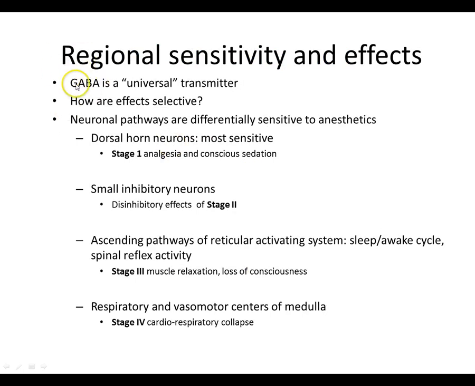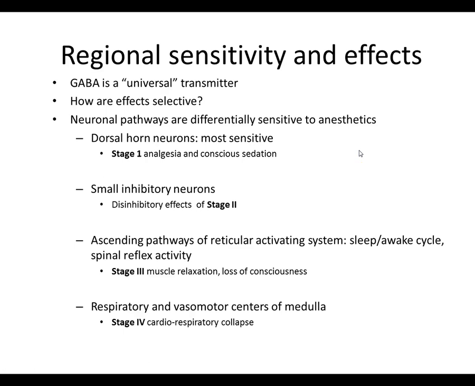Since GABA is a universal transmitter, it functions as an inhibitory neurotransmitter in all parts of the brain, and these drugs are hitting the GABA-A receptor, which is, again, very broadly expressed. How are the effects of these drugs that activate GABA selective? How are we not shutting down neuronal signaling in all neurons at all times, since essentially all neurons express GABA-A receptors?